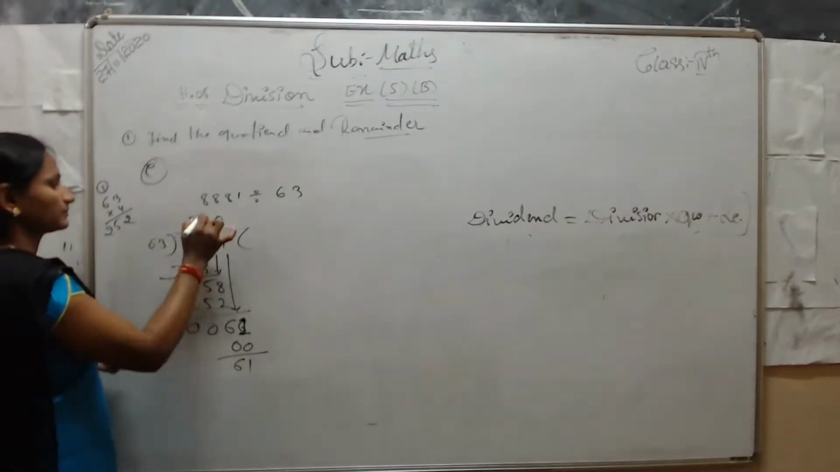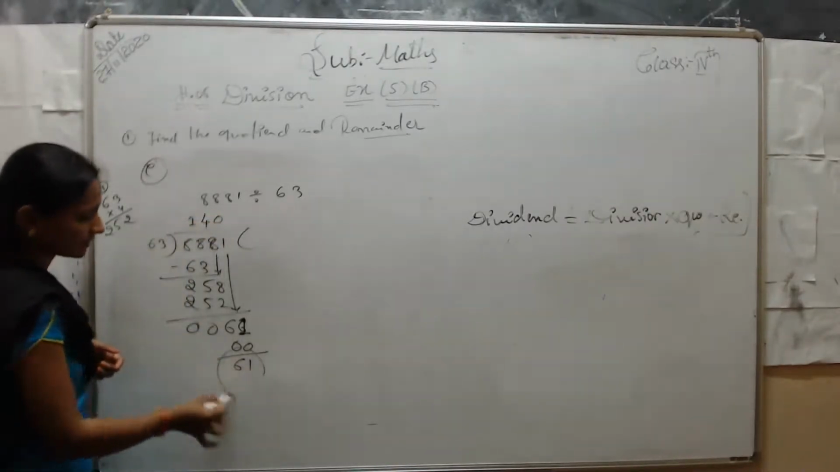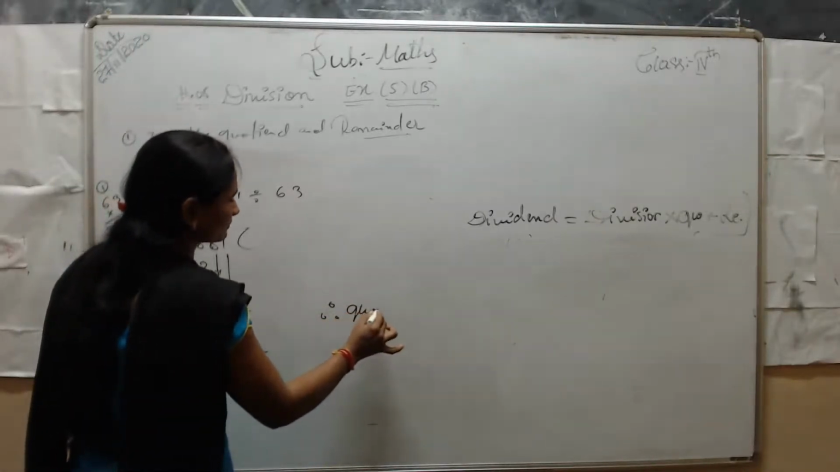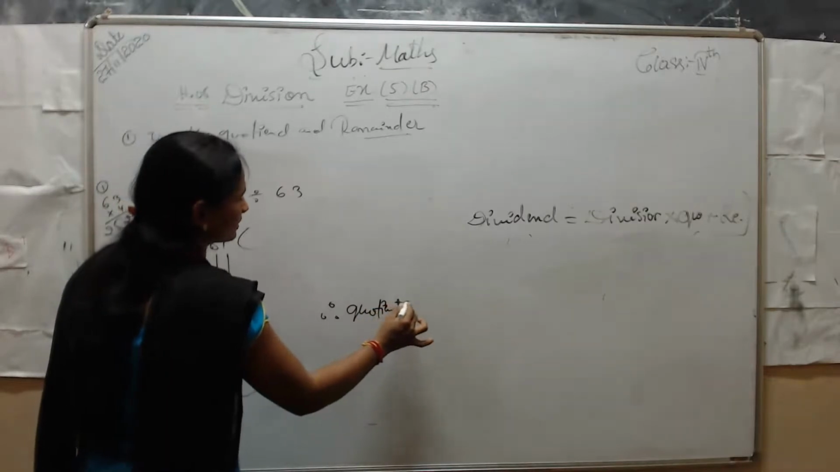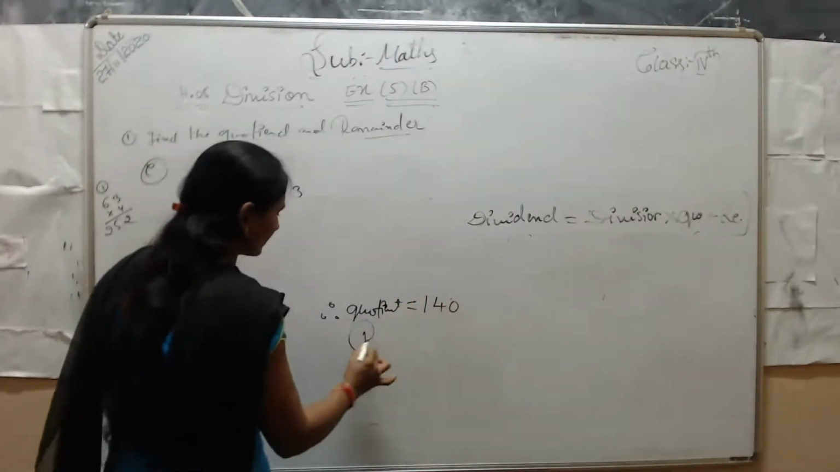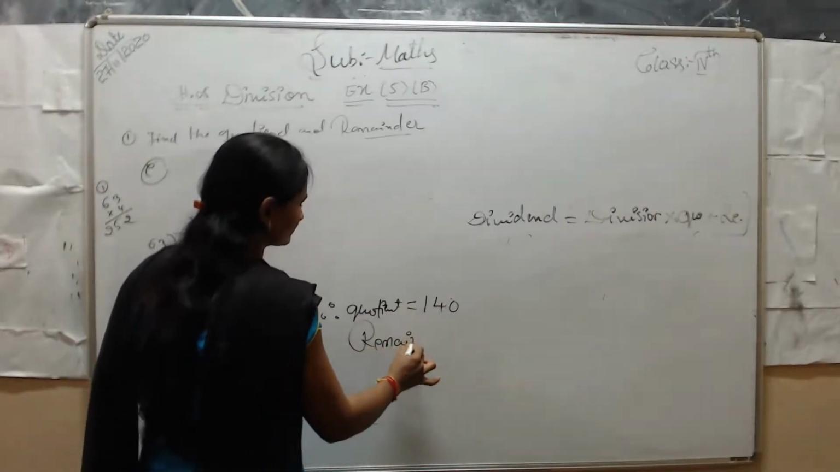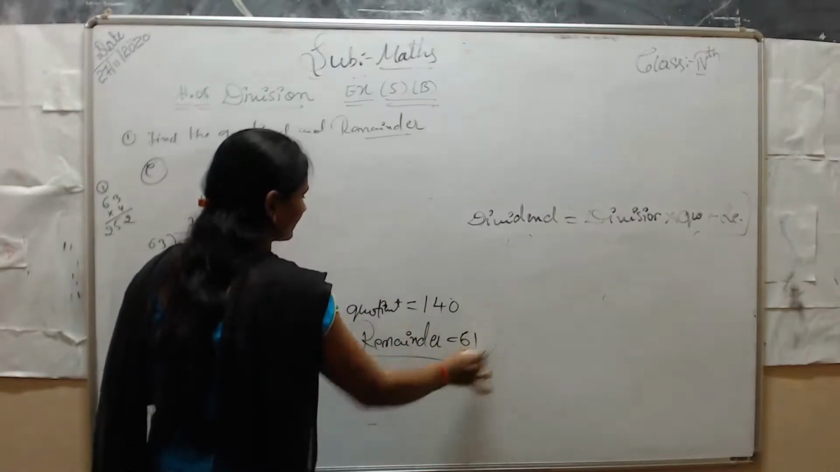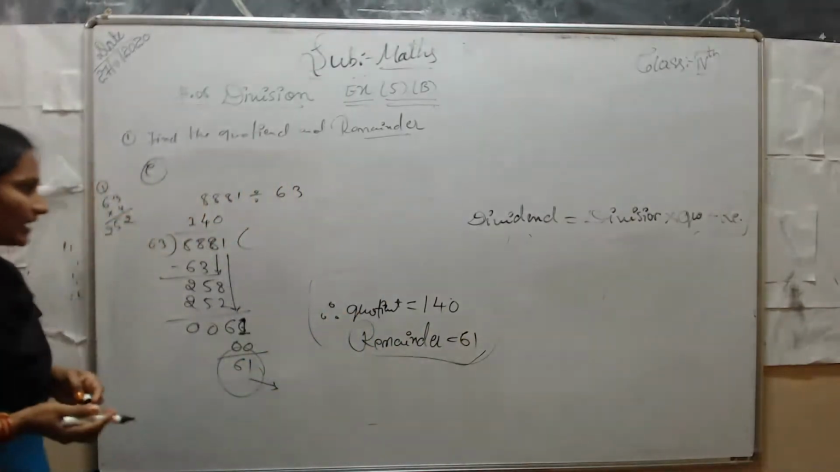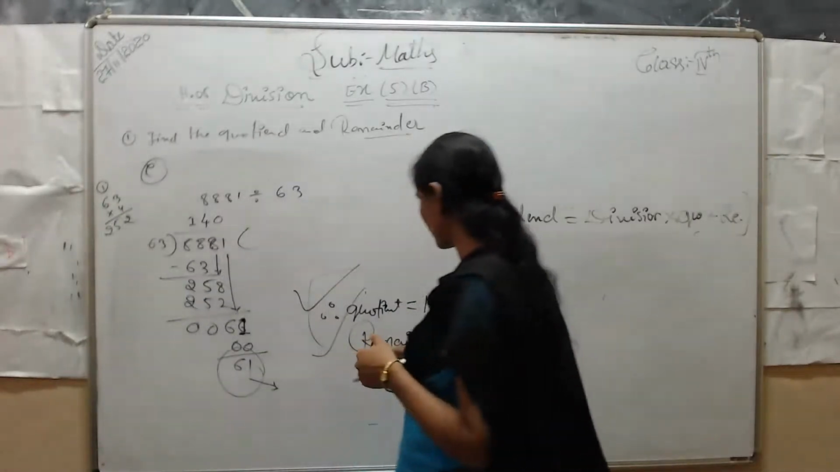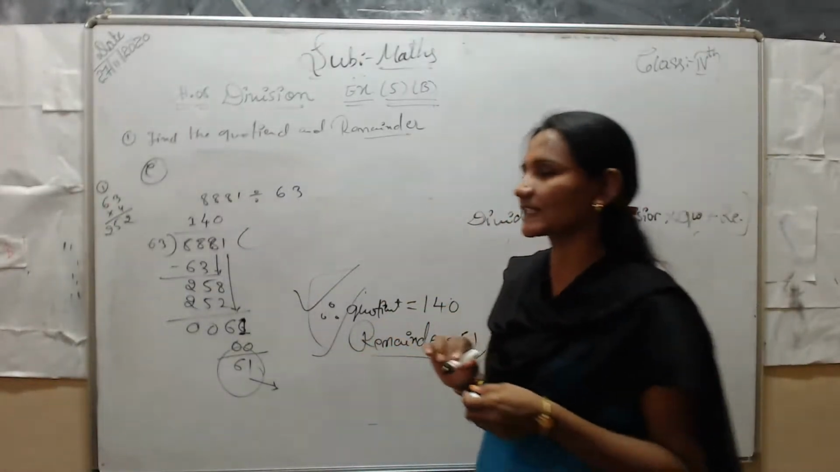So students, what is that? This is the remaining. Therefore, you have to write here the quotient. What is the value of the quotient? So the quotient is 140. The remainder is left, 61. Yes, and I have already found that. What is the value of the quotient, students? Quotient is 140. So the remainder is 61.